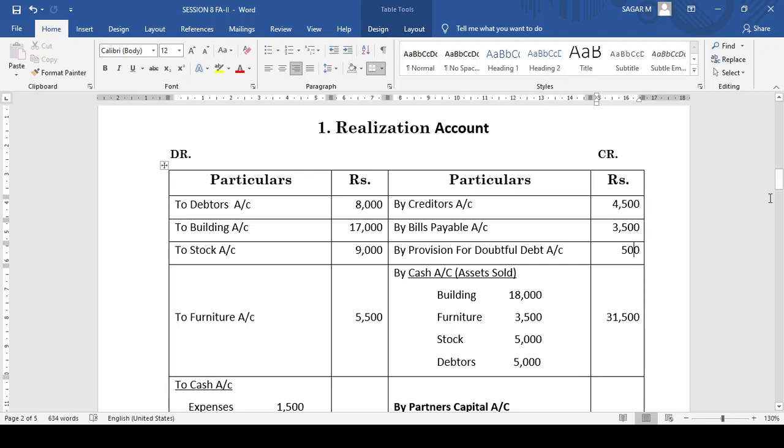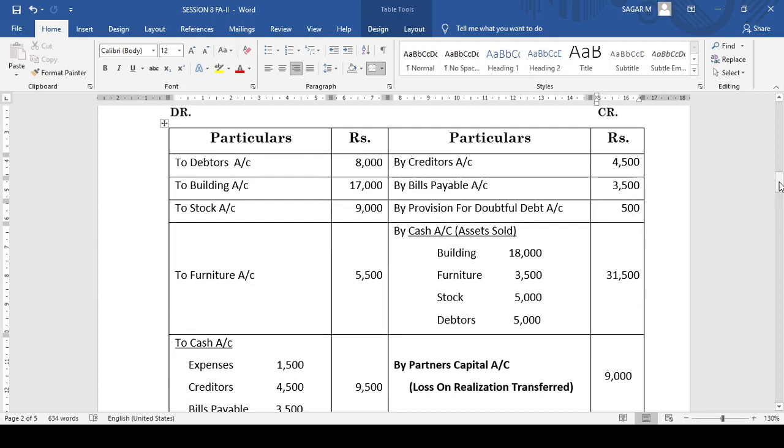For that, make an entry on the credit side as by cash. So I have written building 18,000, furniture 3,500, stock 5,000 and debtors 5,000. So these assets have realized cash worth rupees 31,500. In the same manner, we need to make a payment of liabilities. When it comes to the question of ranking, first we need to make payment of dissolution expenses. So the dissolution expenses are to be paid first.